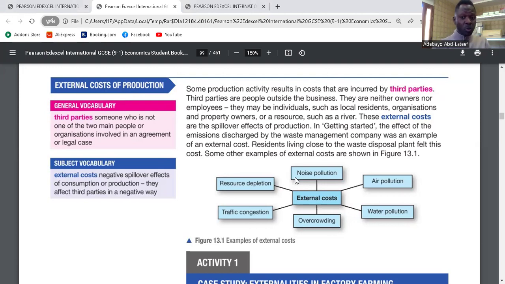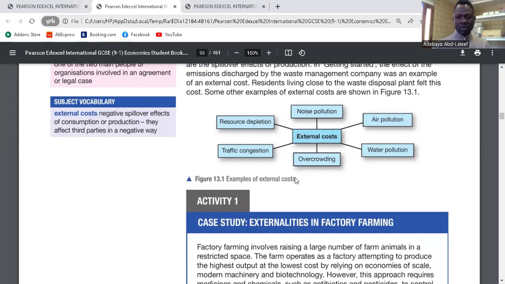noise pollution, air pollution, water pollution, overcrowding, traffic congestion, resource depletion. When we talk about resource depletion, what does that mean? It means you use up resources. So when you use up all the resources we have, what will the next generation meet? The next generation will suffer for that, based on the fact that we have finished using it. It was not their own fault. It was not their own doing. We did. And now they won't be able to find it. These are all external costs. Are they clear? All right, we'll move on.